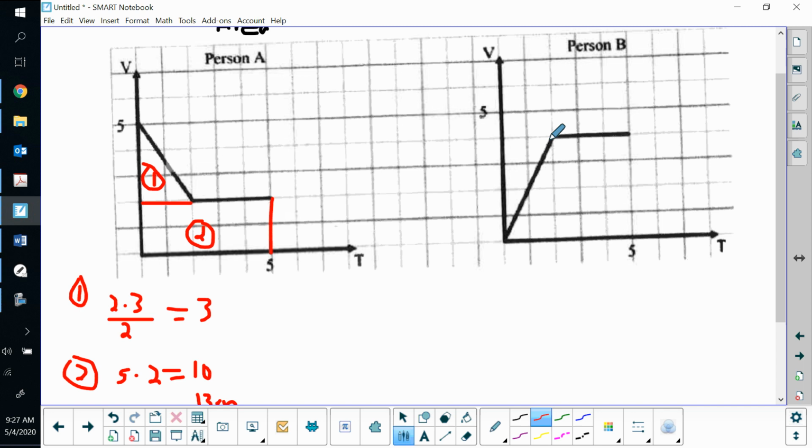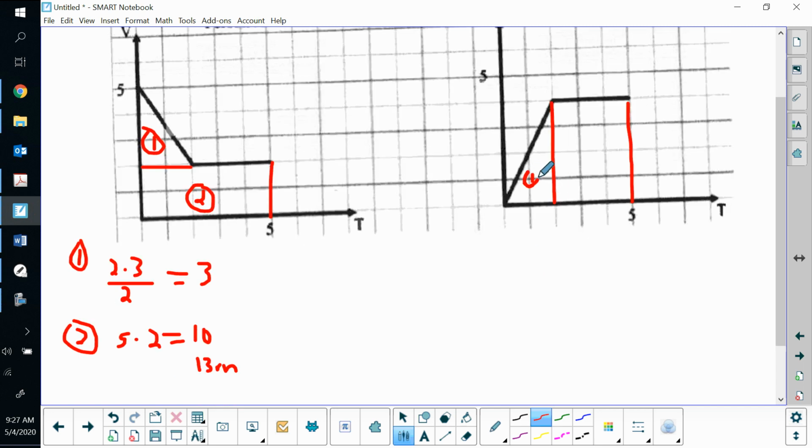Now person B, a convenient shape might be to split into this triangle and this rectangle. And we're doing any space that is between the graph and the x-axis. That's what we're trying to find the area of. Okay, these ones we only had 2 shapes. Sometimes you might have more than that you'll have to do.